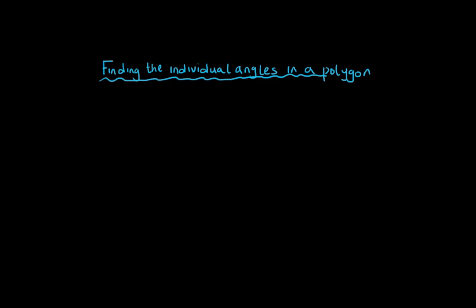Alright, so in this video we are going to be looking at finding the individual angles in a polygon. Now before we delve properly into this topic, there's something you need to know, and that is regular polygon. Now what is a regular polygon? A regular polygon is a polygon in which all the angles are equal. All the angles in a regular polygon are equal, so it has equal angles.